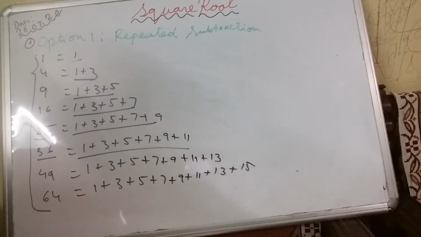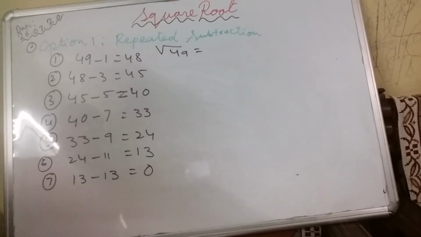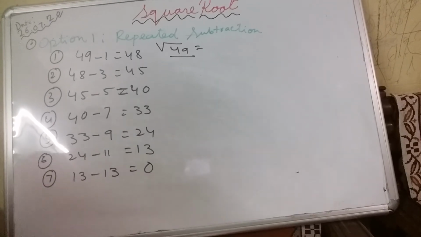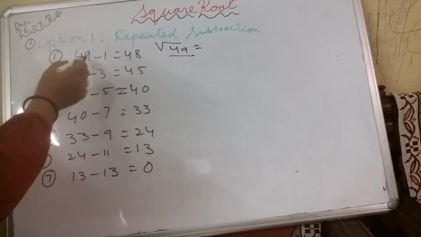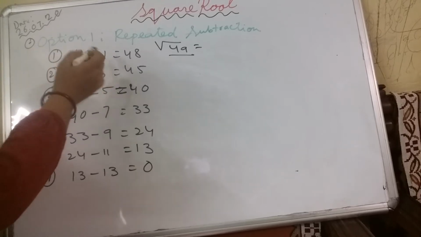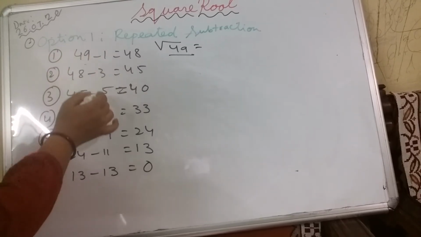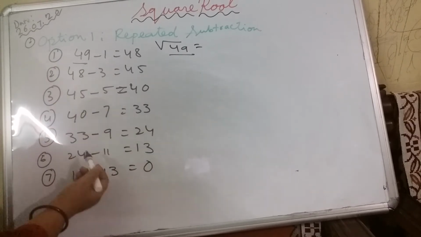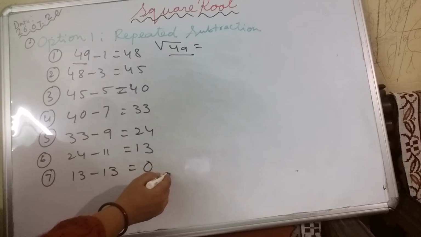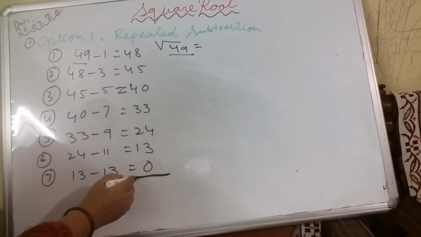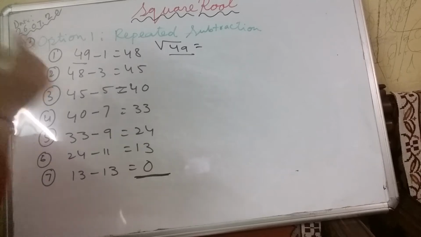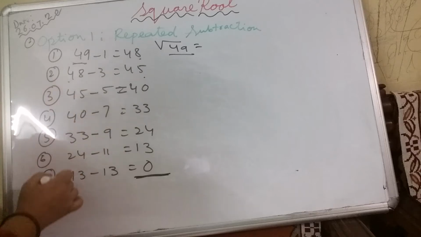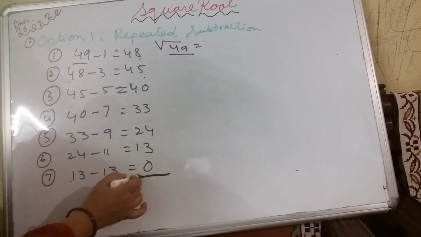Let's take an example. We have to find out the square root of 49. Okay. Now I'll start subtracting consecutive odd numbers 1, 3, 5 from this number. And how far do I have to go? Unless and until we reach 0, we will keep subtracting. Okay. So 49 minus 1 is 48. 48 minus 3, 45. This way I'll subtract until I reach 0.